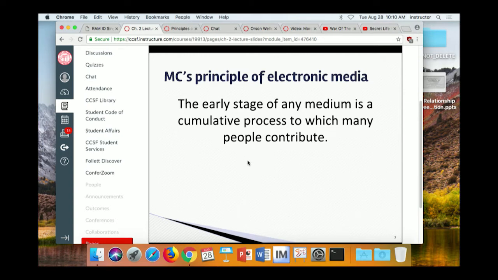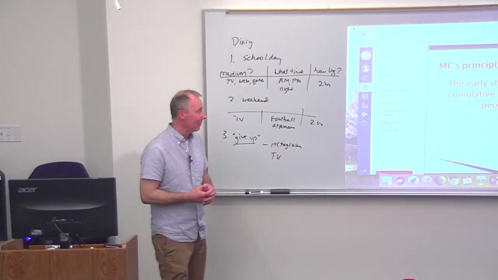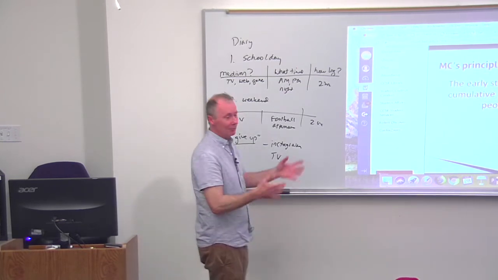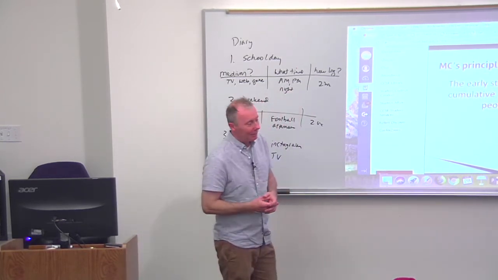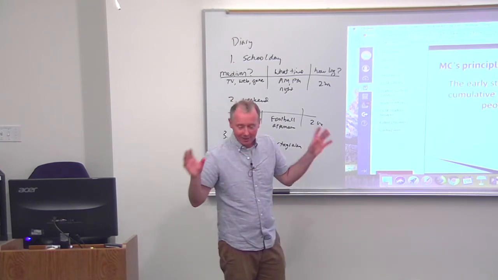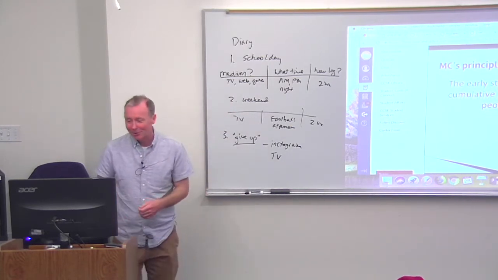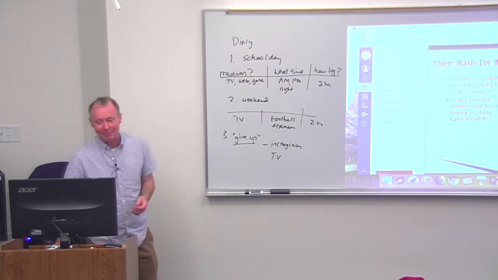So here's one of my principles, not in the textbook, but something to watch out for. The early stage of any medium is a cumulative process to which many people contribute. So although we say Marconi typically was the inventor of radio, as you can see, so many people contributed to it. And there are more people, especially a fellow named Edward Armstrong, who we'll get to in a second. But I think you find that Steve Jobs made the Apple computer. But what Jobs did was built on a lot of other people inventing and contributing. So we should always look for a bunch of folks who are at the start of any medium.